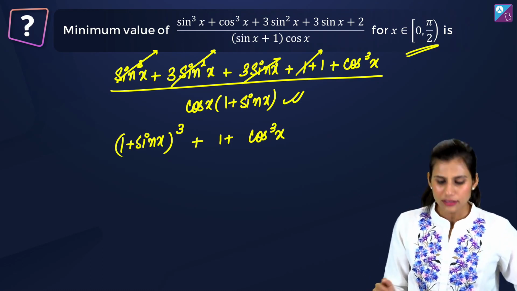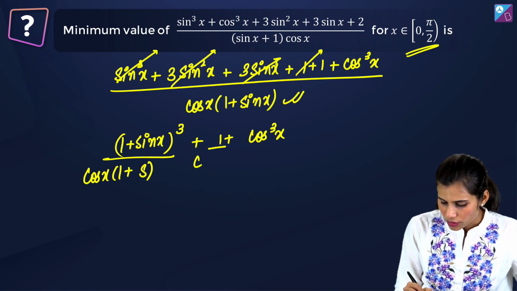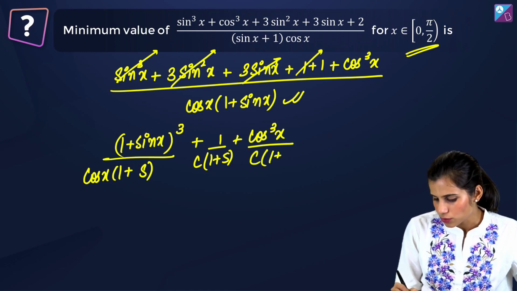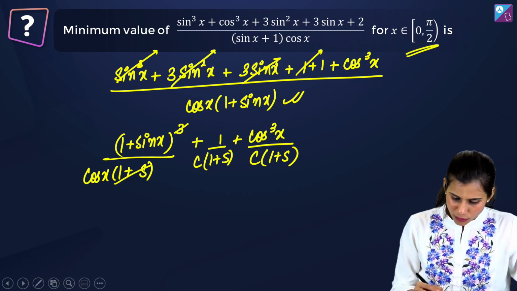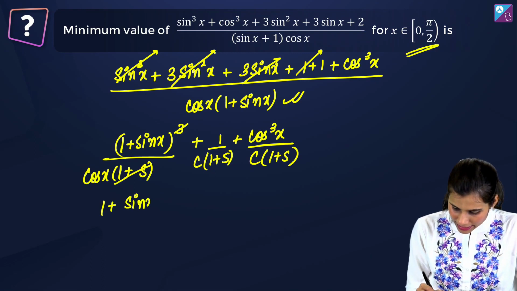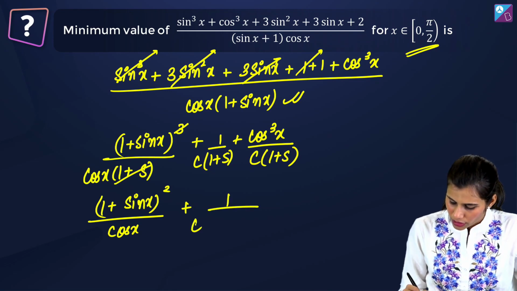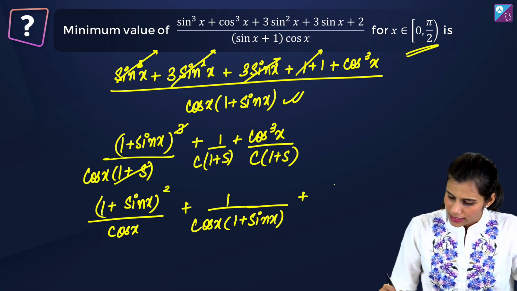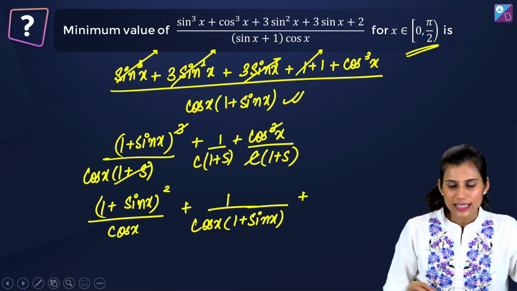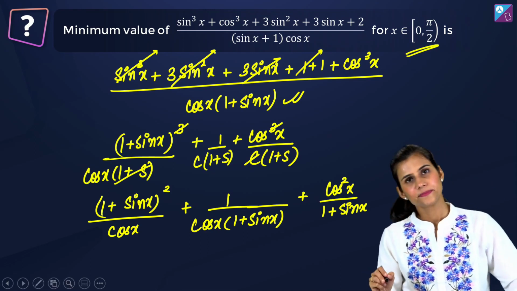Let us distribute the denominator. So here you will get cos x into 1 plus sine x, 1 upon cos x into 1 plus sine x, and cos cube x upon cos x into 1 plus sine x. Alright. Now 1 plus sine x cancels out. What are you left with? (1 plus sine x) whole square upon cos x, plus 1 upon cos x into 1 plus sine x, plus cos cube x, and this cos x gets cancelled out. You are left with cos square x upon 1 plus sine x.